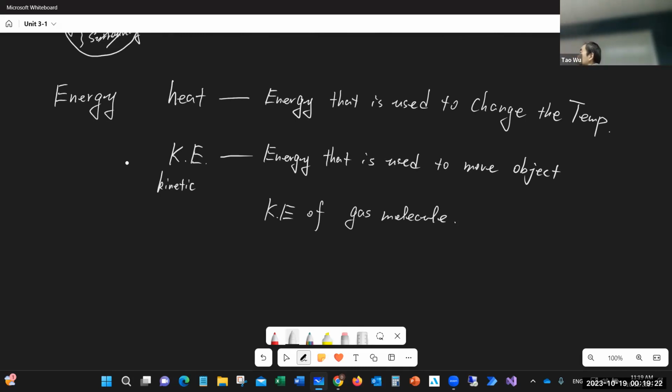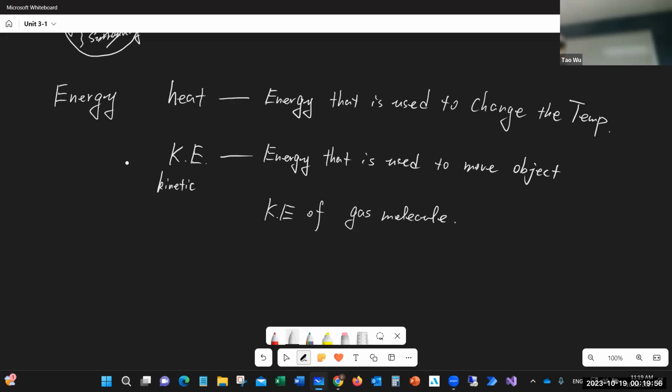Right now you cannot see the gas molecules, but they are everywhere. They're very small, like oxygen molecules, hydrogen molecules, CO2 molecules, nitrogen molecules, everywhere in this room, but you cannot see them. Those molecules do not just stay there; they are moving all the time. The gas molecules are always moving, even if there's no wind. They're just flying everywhere.